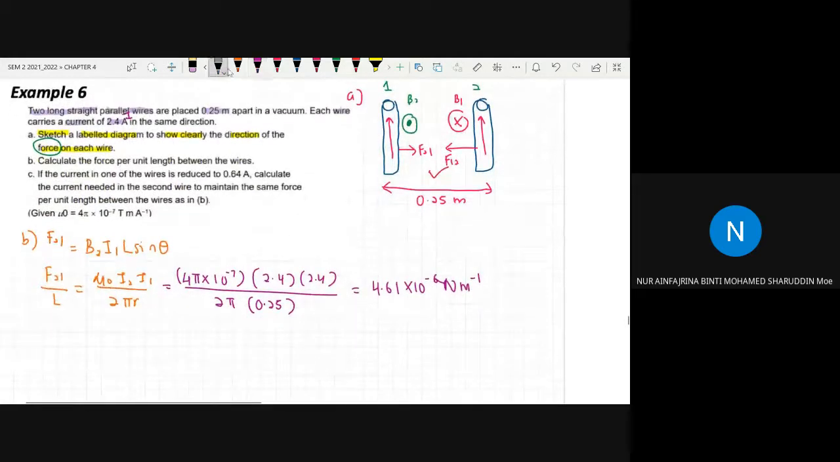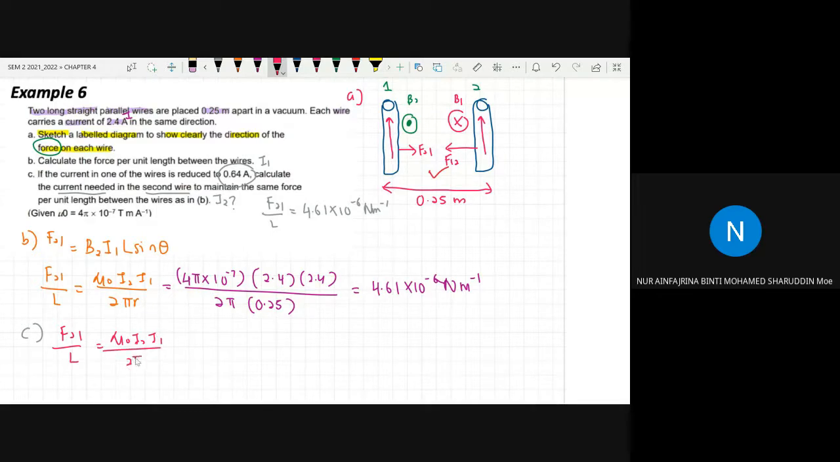Okay. So last one. Dia cakap apa? Dia cakap if the current in one of the wire is reduced to 0.64 ampere. Okay, so one of the wire. So contohnya Miss anggap wire 1 adalah 0.64 ampere. Okay, for example. And then calculate the current needed in the second wire. So dia minta kita calculate the current needed in the second wire untuk remain the same force per unit length, which is 4.61 times 10 to the power of negative 6 Newton per meter. Okay, tulis balik je equation ni. F21 over length equals to mu naught I2 I1 over 2 pi R.